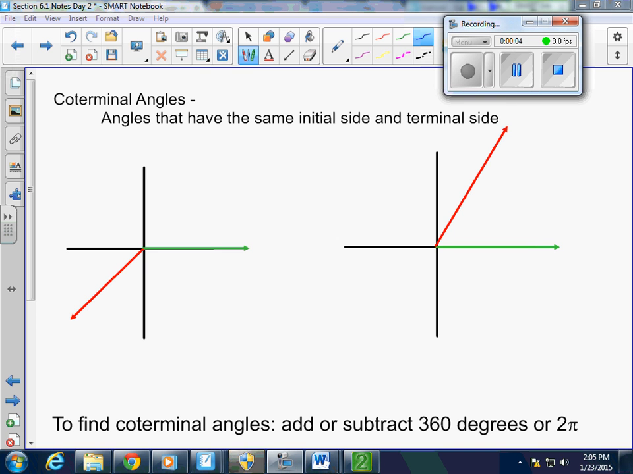Okay, so yesterday we talked about initial sides of angles and terminal sides of angles. Where does your angle begin? Where does your angle end? We talked about the difference in positive and negative angles. And you've got your unit circle, those angles that we are going to know a lot about, your special angles.